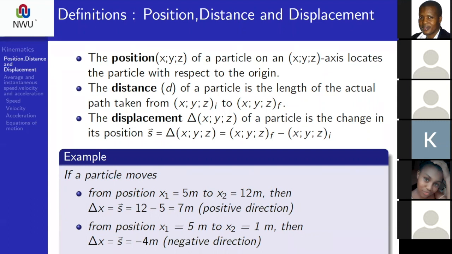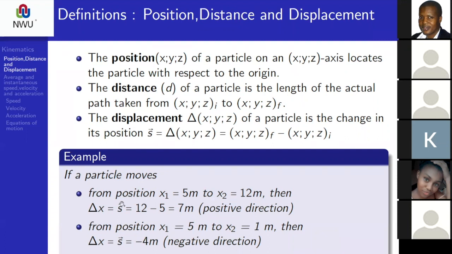Then we talk about the displacement. The displacement is the shortest distance between 2 positions. The distance will be the actual steps taken, meaning it takes into account the path that you took. Whereas the displacement, it is just the shortest path, a straight line from where you started to where you ended.